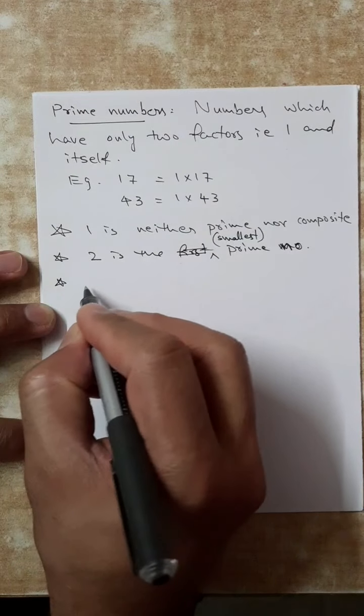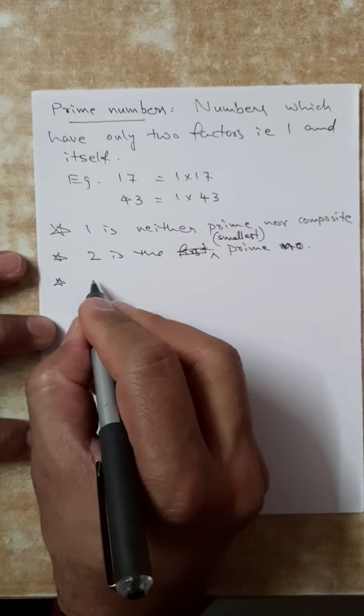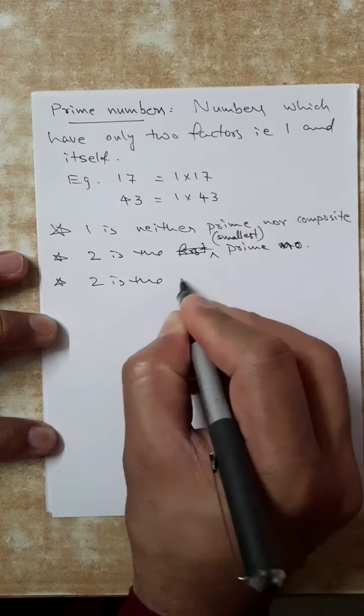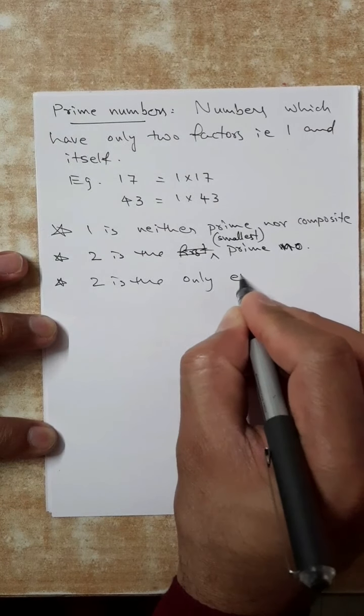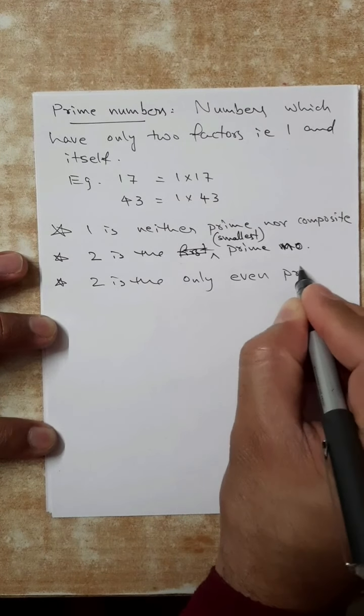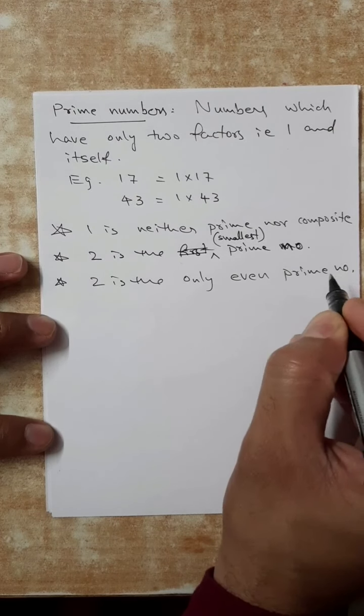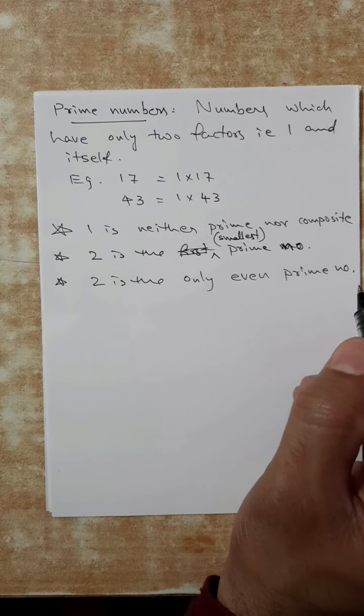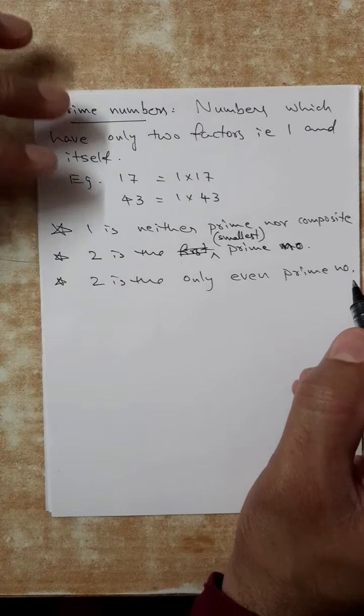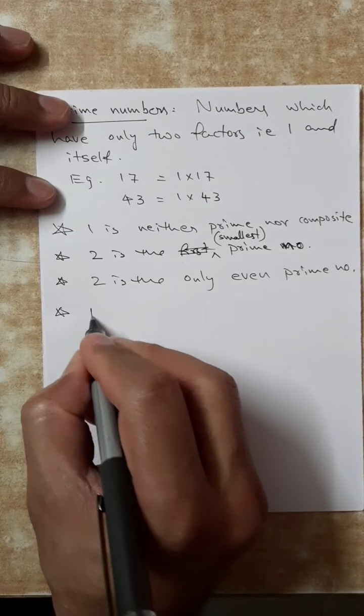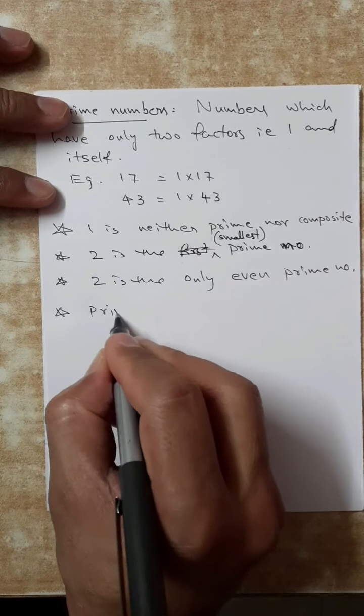Okay. Now one more thing we can say about the 2. What is that? 2 is the only even prime number. All the other prime numbers are odd numbers. 2 is the only even prime number. Okay. Now we can say prime numbers less than 50.